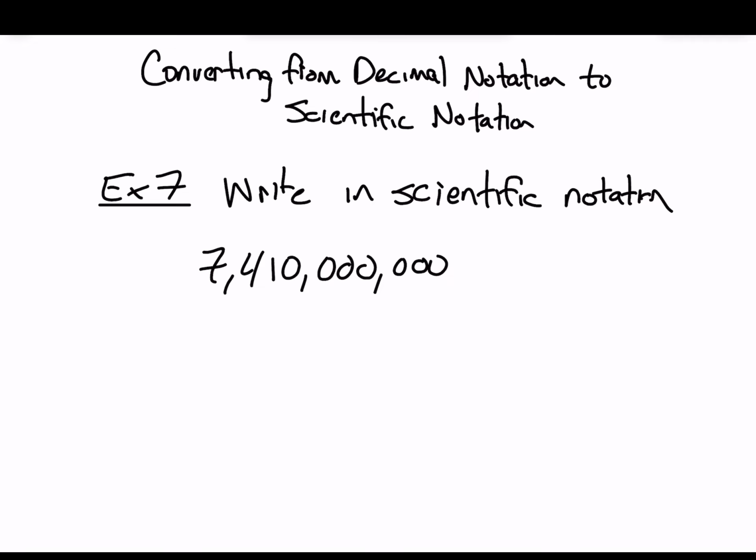So remember, what we want to do is have no more than one number to the left of the decimal place. We want it to be between 1 and 10. So our decimal starts here, so we need to move 1, 2, 3, 4, 5, 6, 7, 8, 9. So we get 7.41 times 10, and it's going to be either 9 or negative 9. Why is it going to be a positive 9? Well, it's positive 9 because 7 billion is a really big number. So we're multiplying by 1 billion.